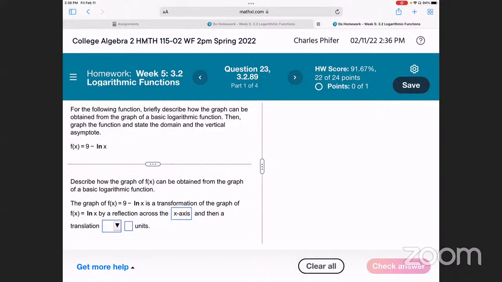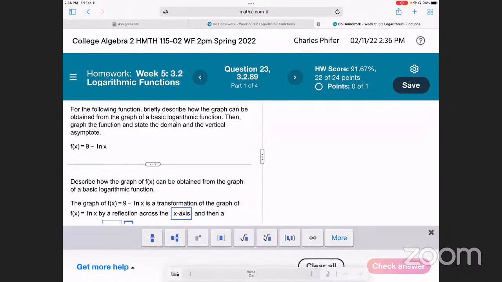And then we added 9 on the outside. So that's going to cause it to move up 9 units. Move it up 9 units.